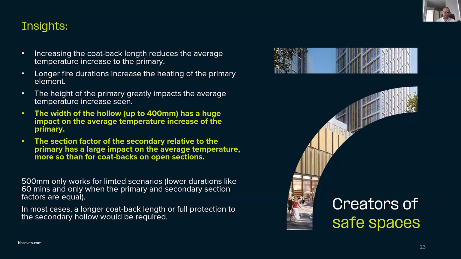So what we found roughly is sometimes 500 millimeters would be okay, but this is for lower durations and when you're really getting parity between the section factor of the primary and secondary, or equal protection. In most cases, longer coat backs would be required, or even full protection, to ensure that heating into the primary element is kept at a safe limit.